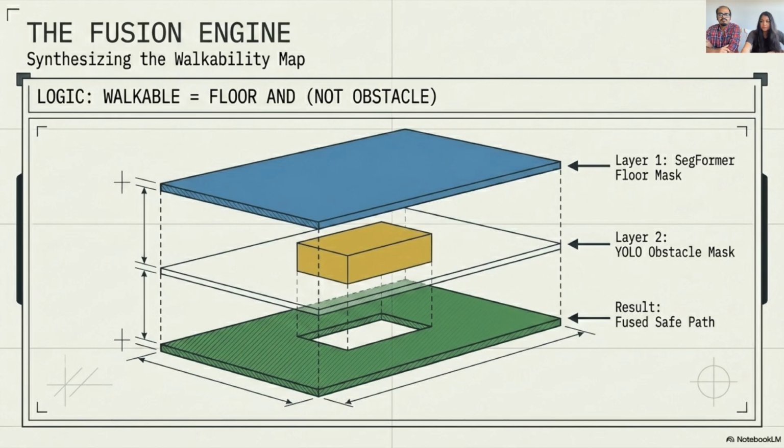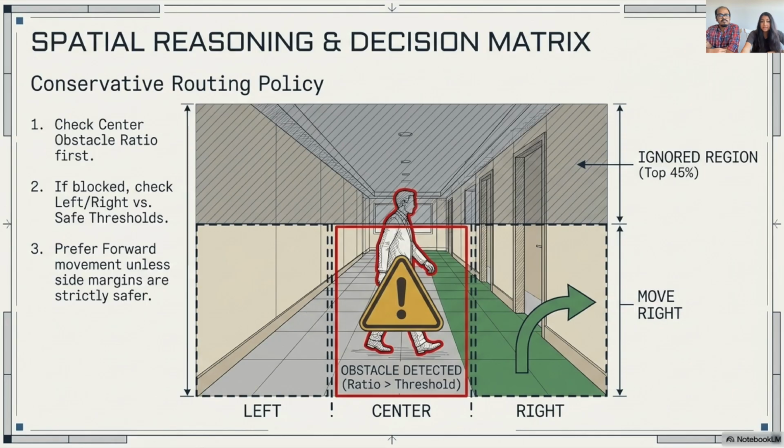I'm going to talk a bit about the spatial reasoning and decision matrix. The fused map is dense, and the user needs a command: straight, left, right. Converting one to the other is the navigation advisor. The policy is conservative by design. We ignore the top 45% of the frame, which is usually ceiling, distant walls, and far-field clutter that has no bearing on the next step.